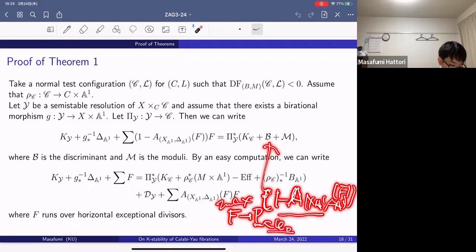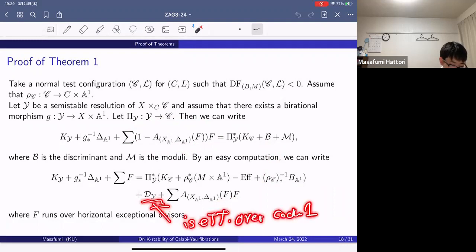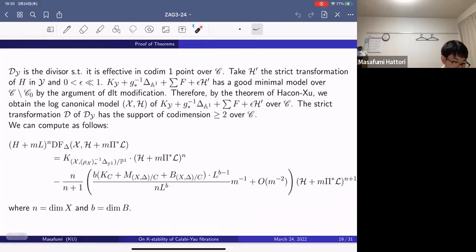carry C0, and F runs over component divisors dominated by P. And so for this, carry dy is effective over dimension 1 point over C. And then take H prime, the strict transformation of H in Y, and take sufficiently small epsilon. Then Ky plus G inverse push delta A1 plus the summation of F plus epsilon H prime has a good minimum model over C set minus C0 by the argument of DLT modification.